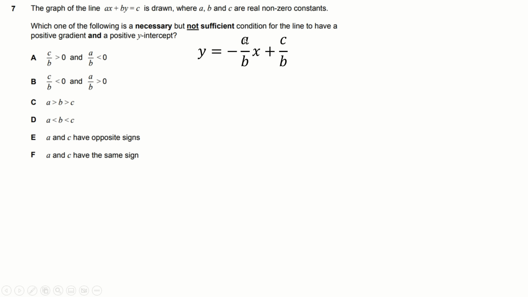Sorry, this could be the positive one, which would make the whole thing negative, and this could be the negative one, which means it wouldn't do the thing. But that's exactly what I'm looking for. I'm looking for a condition whereby it doesn't always guarantee the thing, but it is something that has to happen. A and C do have to have different signs because, of course, B has the same sign.